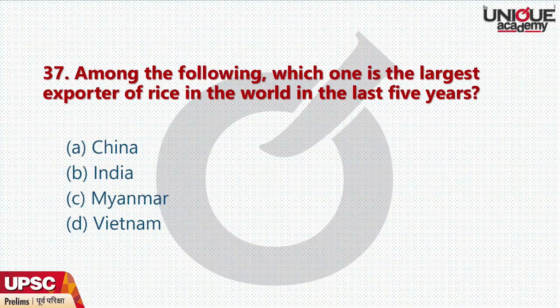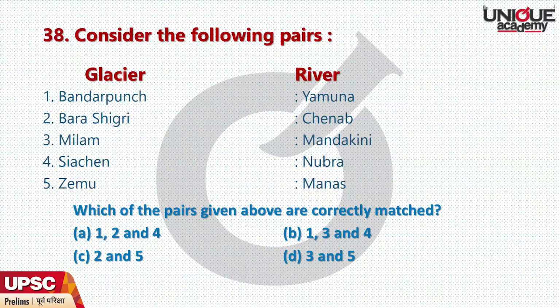India has been one of the leading exporters of rice. Now coming to question 38, where they're asking which glacier is feeding which river. I think we have actually asked a similar type of question in our test series. Coming to the Milam Glacier, which is marked incorrectly: the Bandarpanch Glacier feeds the Yamuna, the Barashigri feeds the Chenab, the Milam Glacier feeds the Goriganga River, and the Siachen Glacier, as we all know, feeds the Nubra. The Jammu Glacier feeds the Teesta River, not Manas in particular. So the correct answer option is A.